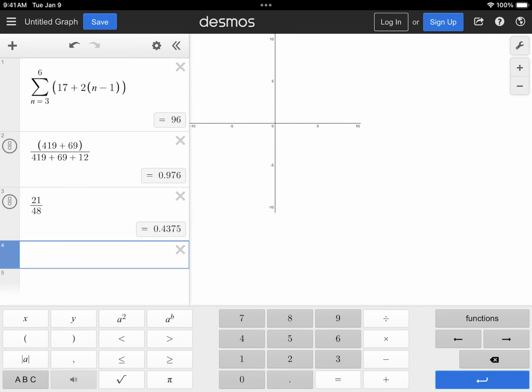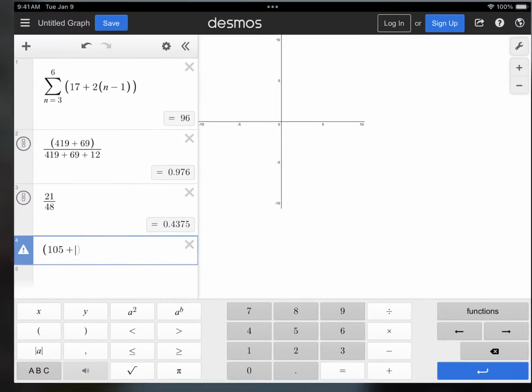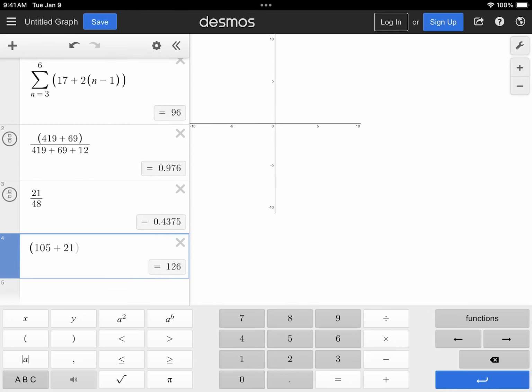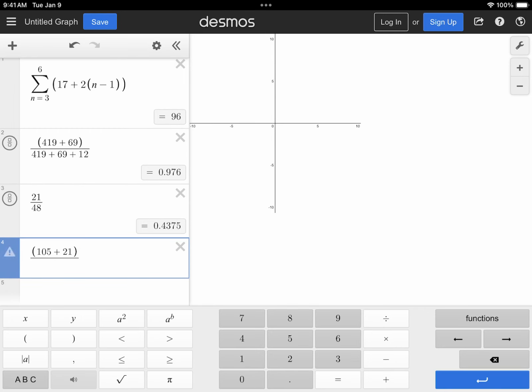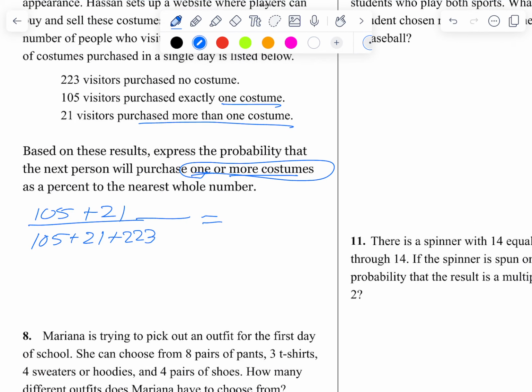So we go parentheses 105 plus 21, divided by 105 plus 21 plus 223. You get 0.361, which is about 36% to the nearest whole number.